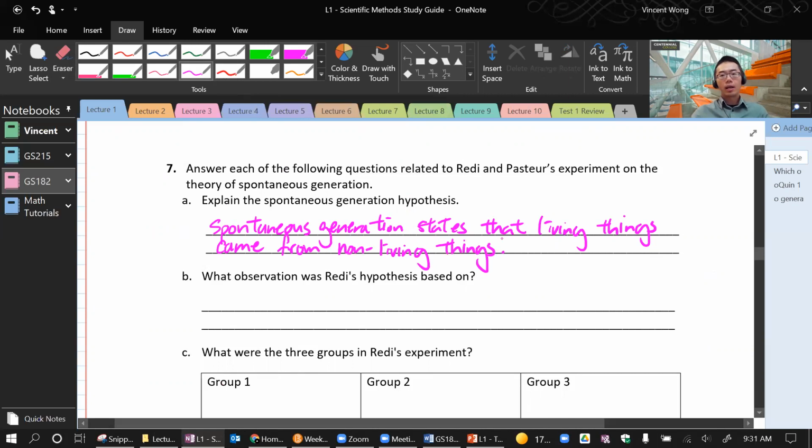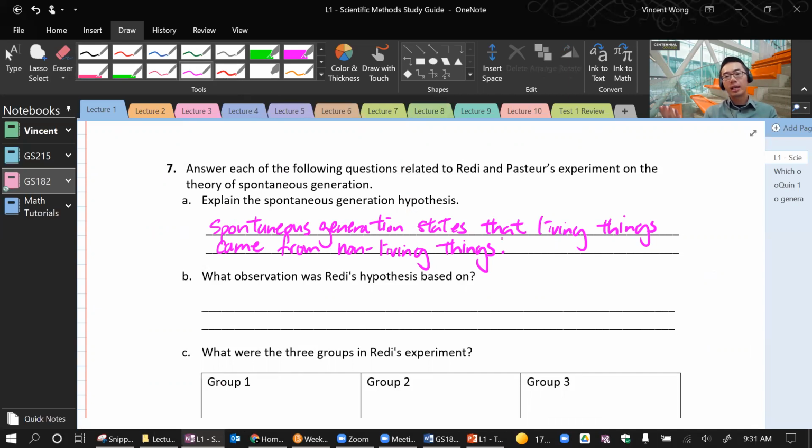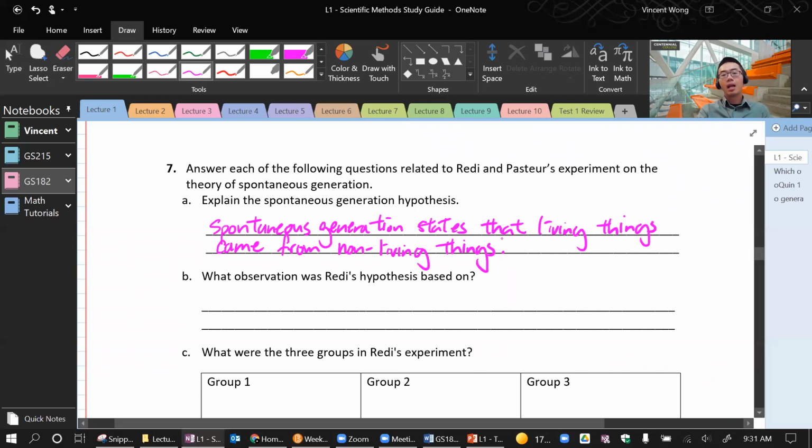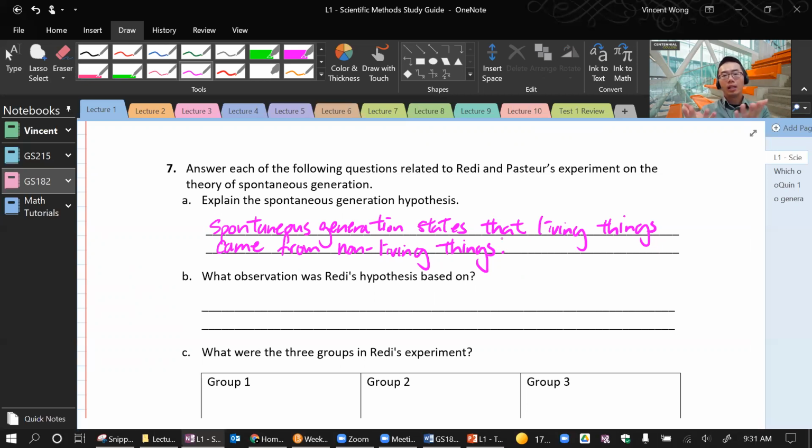Okay, so it's all based on the observation that if you leave a piece of meat outside on a hot summer day, come back a couple days later, it's going to be creeping with maggots. So people say, oh, the maggots must have come from the piece of meat. The piece of meat is non-living. I mean, it was once living, but then it's dead meat now, right? So the meat, non-living, gave rise to these maggots, the living organism. So that is an example of spontaneous generation. We obviously know this is not true, but at the time, people thought that was true.